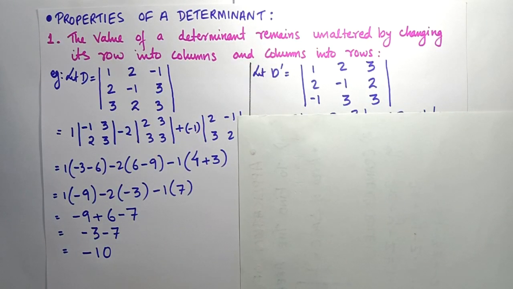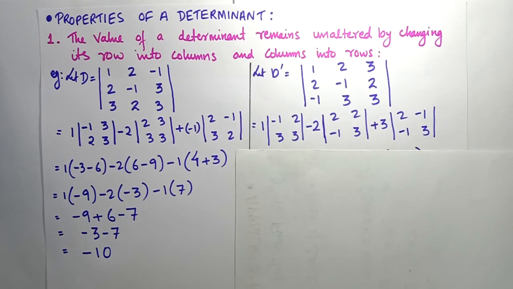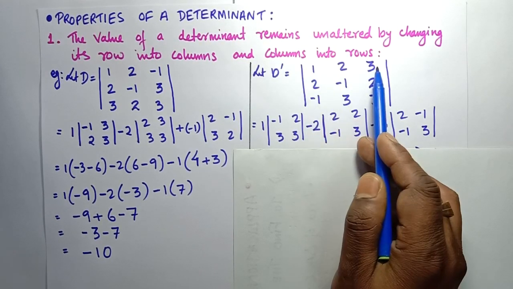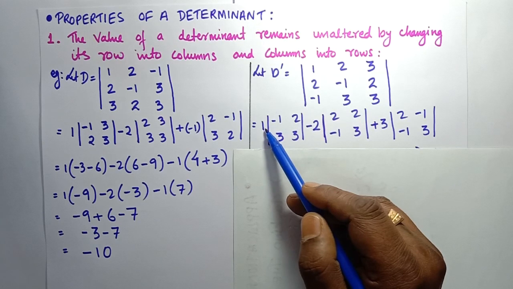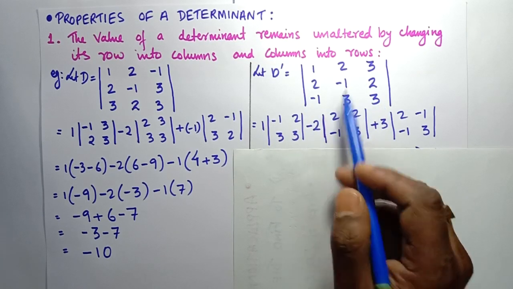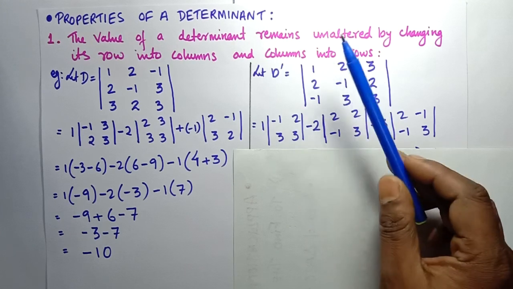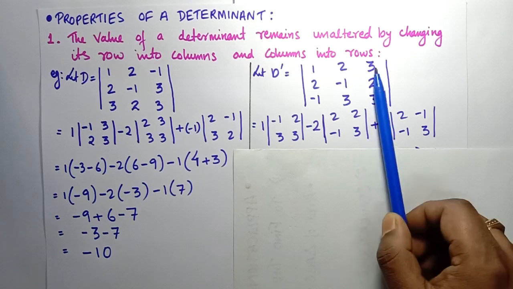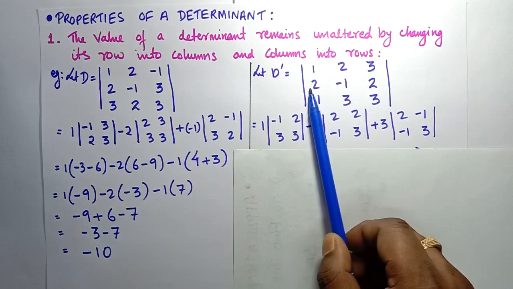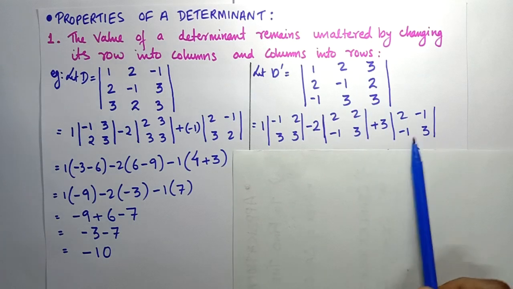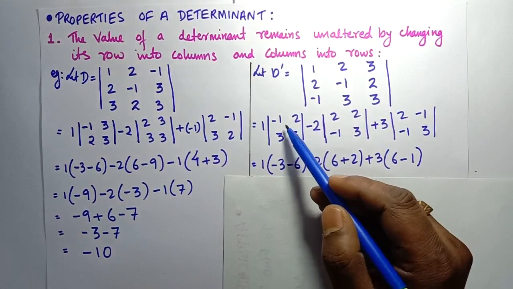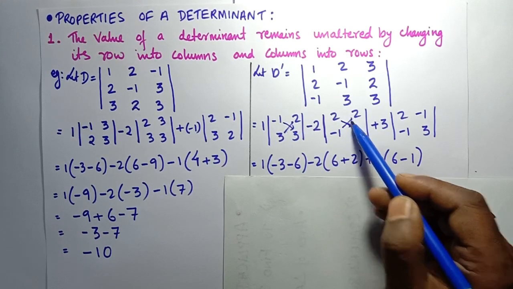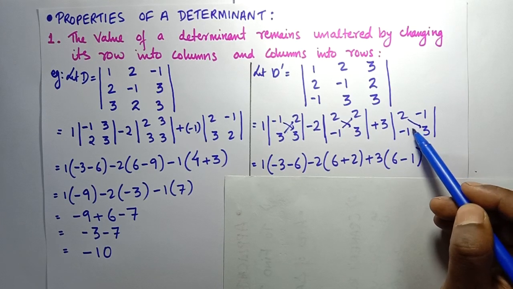Now you are perfect, I think, at expanding this. I'll open from the row only. For me it's easy because I have practiced opening from the row earlier. So 1 times minus 1, 2; 3, 3. Then minus 2, so hide this row and column, and what you see is 2, 2; minus 1, 3. For 3, hide its row and column, and you get 2, minus 1; minus 1, 3. Now I'll open each one: this into this minus this into this.